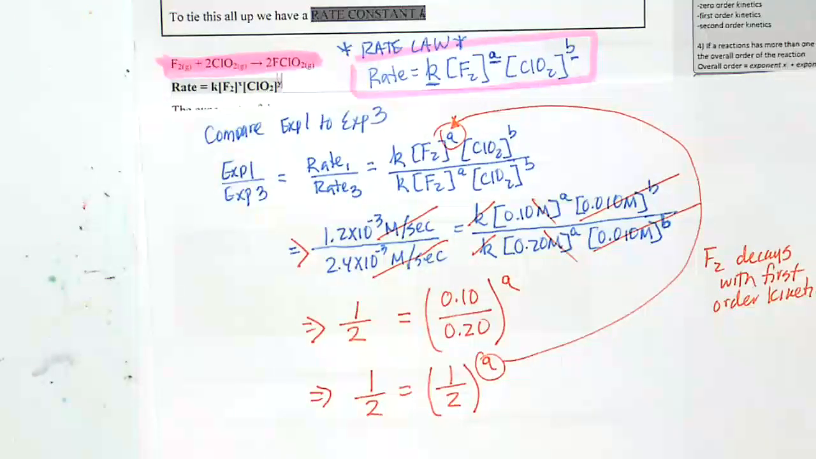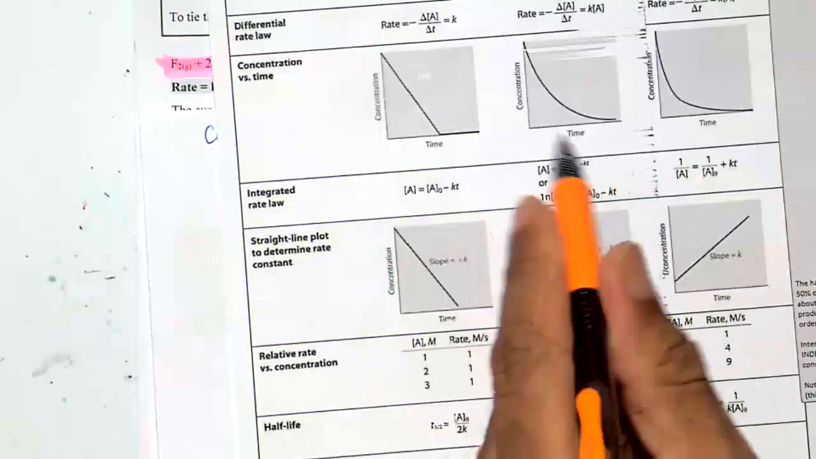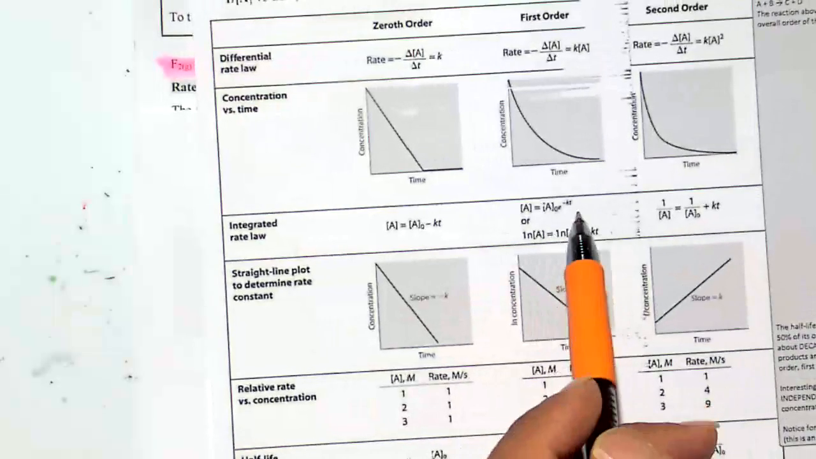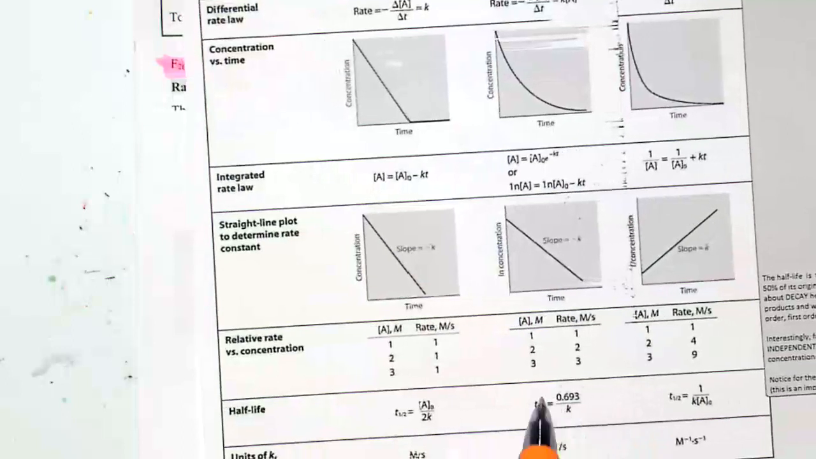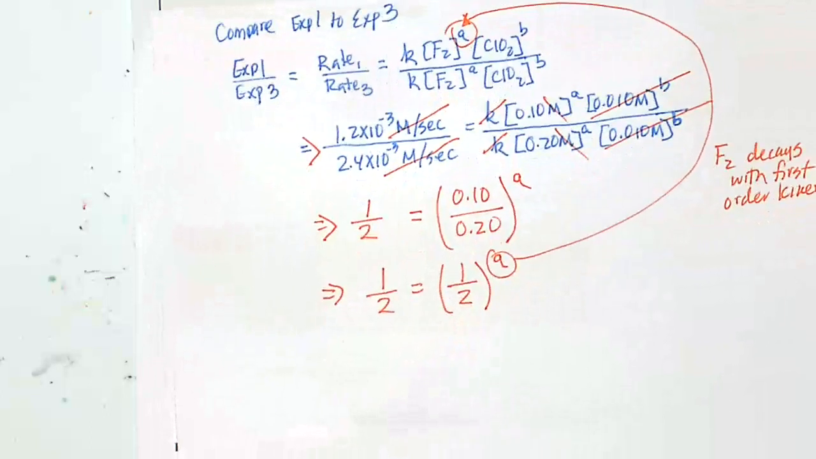And all its associated equations. Actually, all the equations are right here for first order. This is how F2 will decay. You can use this on the test. This is the half-life for F2 because it's first order. So we'll go over this next week. Those are the equations for F2, that reactant.